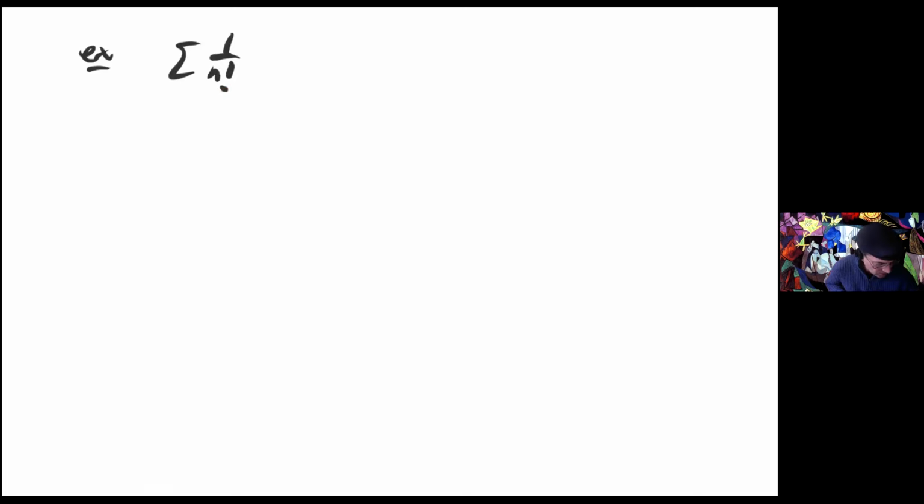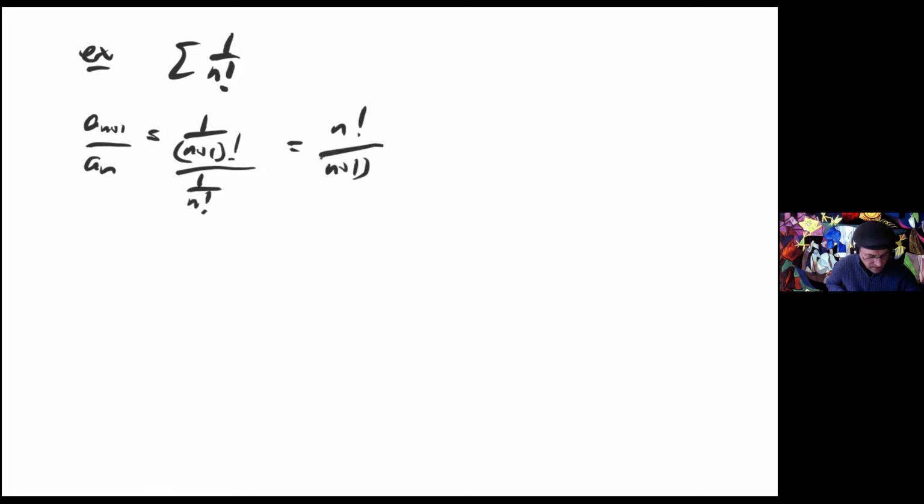If we use the ratio test, we're going to get a sub n plus 1 over a sub n. That's the same as 1 over n plus 1 factorial in the numerator, and we're going to divide it by 1 over n factorial in the denominator, which is the same as n factorial over n plus 1 factorial, which is 1 over n plus 1. Now, as n goes to infinity, this tends to 0, and that's our L.